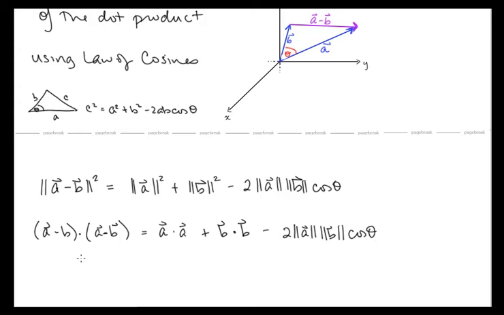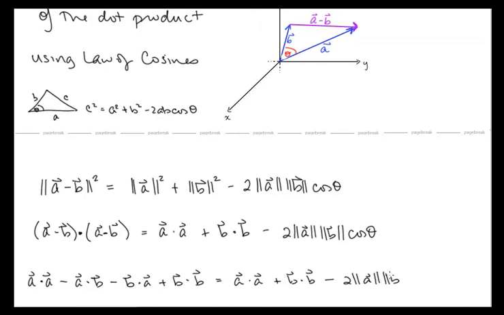Let's simplify some more. By the distributive property we showed above, we can essentially FOIL this out with our dot product. So we're going to have A dot A minus A dot B minus B dot A, and then plus B dot B. And that's our left-hand side. Still here we have A dot A plus B dot B minus 2 length of A, length of B, cosine theta.